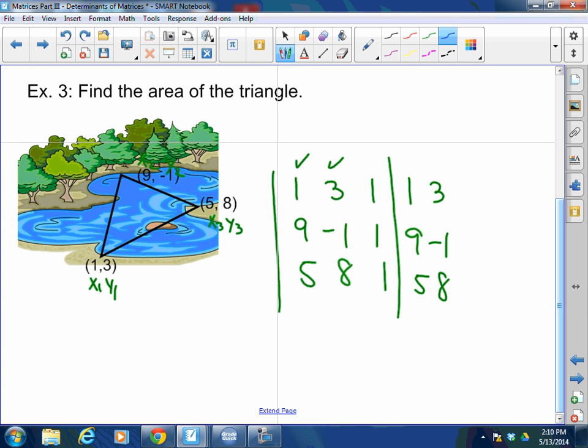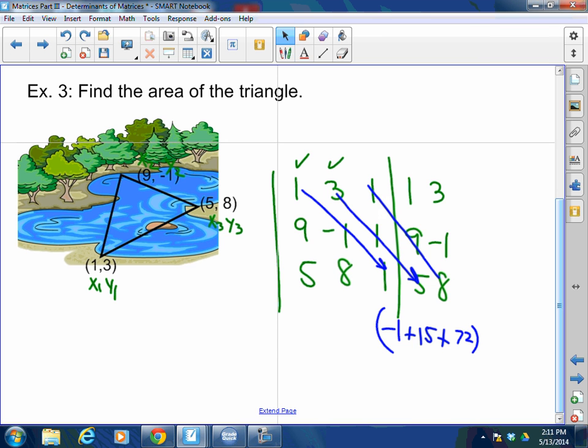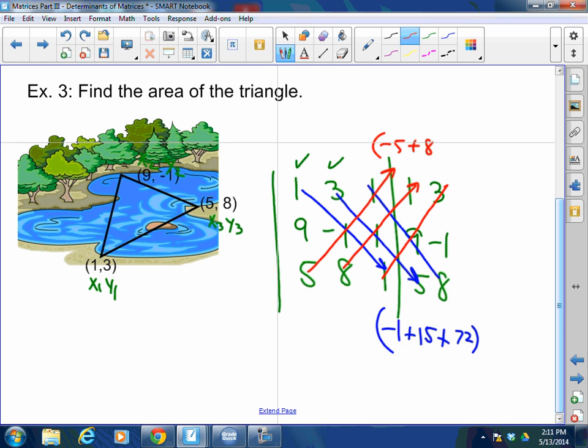Okay. Thank you, guys. So 1 times negative 1 times 1 is negative 1. Plus 3 times 1 times 5 is 15. Plus 1 times 9 times 8 is 72. Then I've got here 5 times negative 1 times 5 is negative 5. Plus 8 times 1 times 1 is 8. Plus 9 times 3 times 1 is 27.